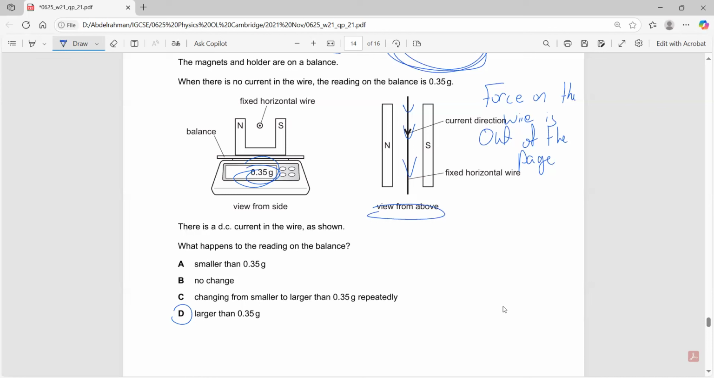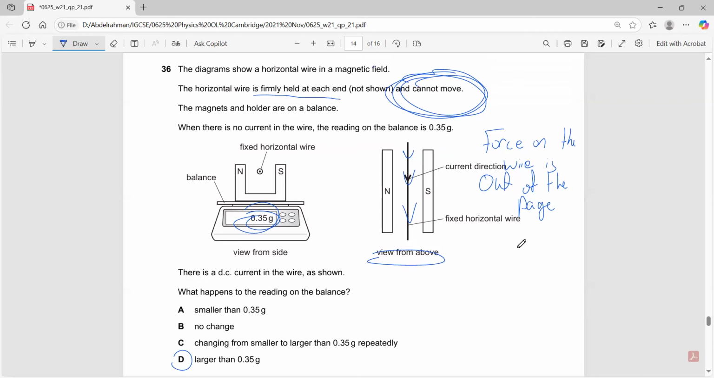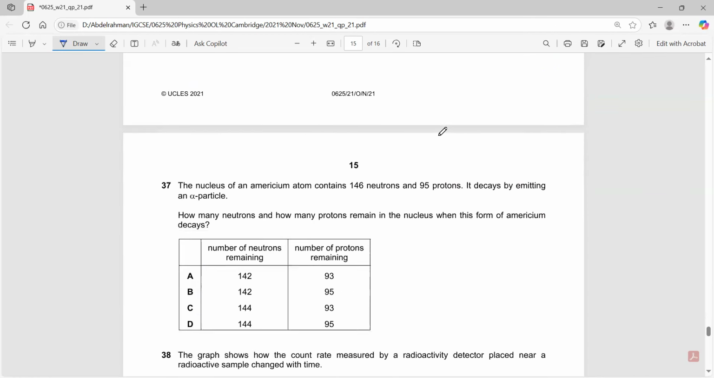Comparing relatively, you'd find that the wire has moved upwards relative to the magnet. Even though the wire has not actually moved, the magnet has moved downwards. Okay, it's quite a tricky question, I know. But that's the whole point. The key word of this question is that the wire cannot move.